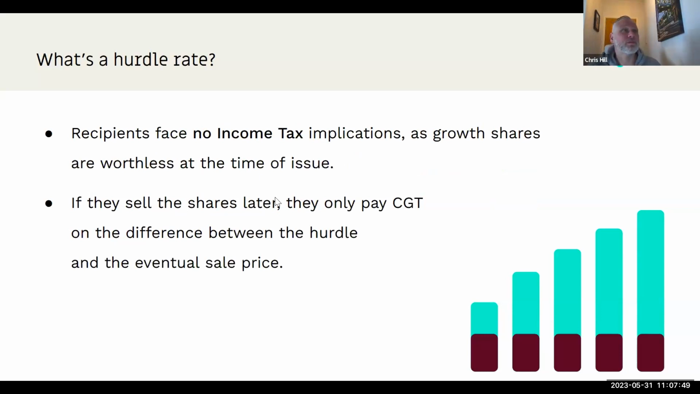So just quickly, if we value the business at £1 million and you issue me with growth shares at 1.2 million and then you sell the business for £2 million, I pay 20% capital gains tax on my percentage of that £800,000.